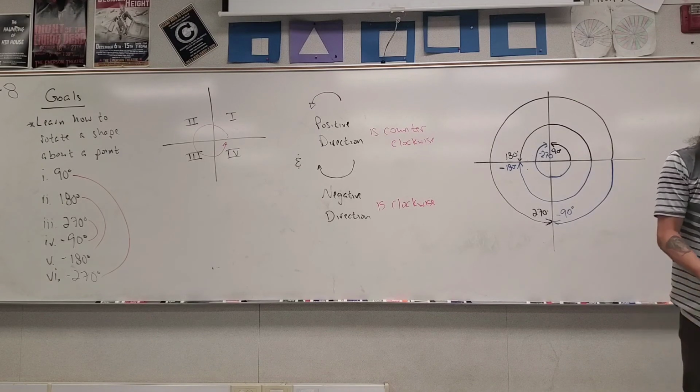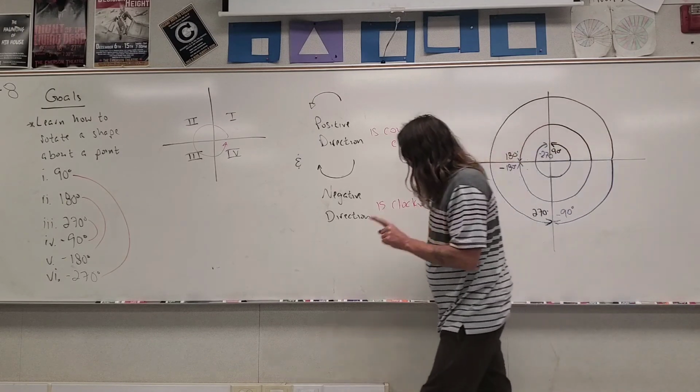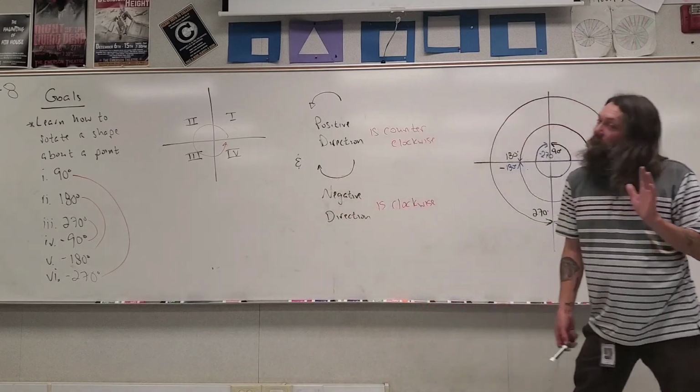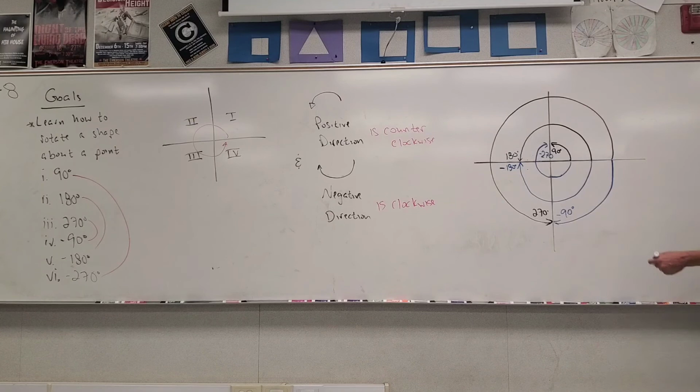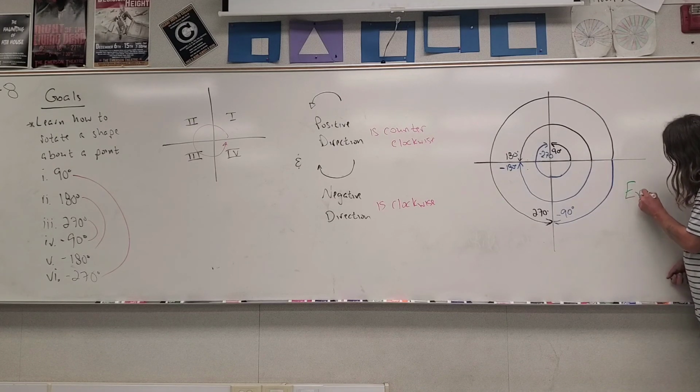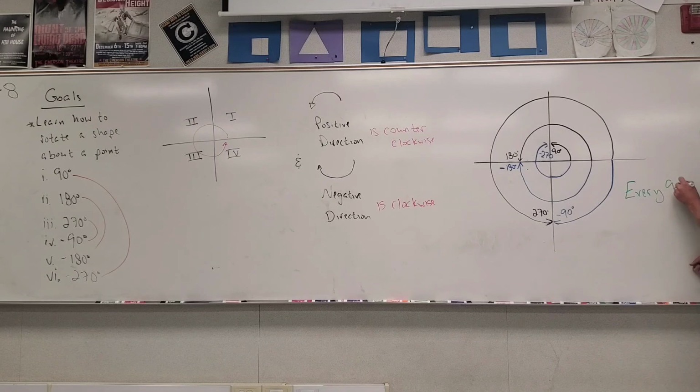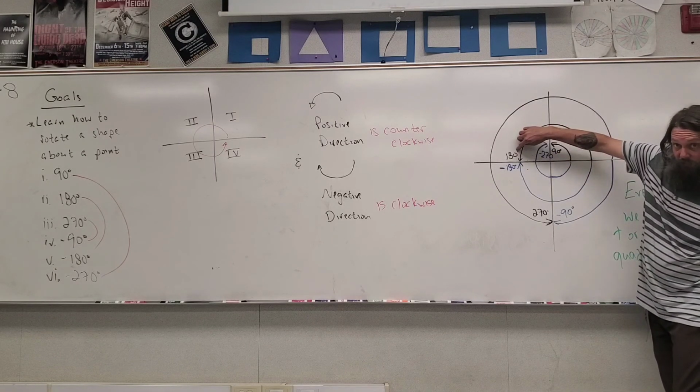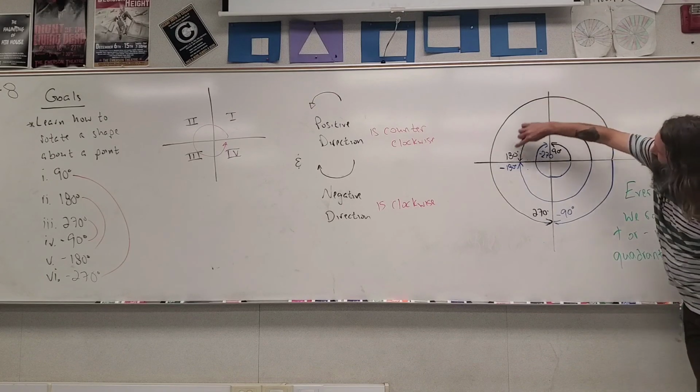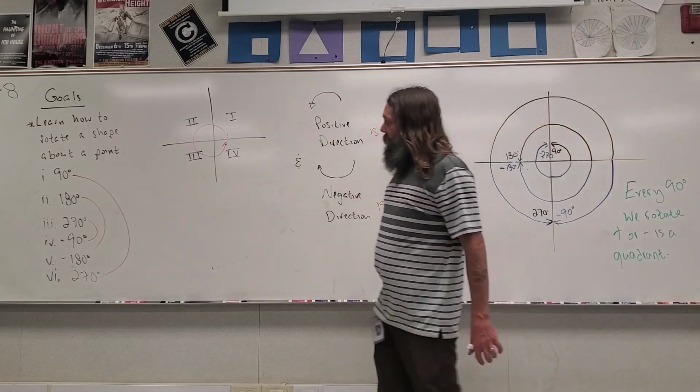Every 90 degrees you rotate is a quadrant. So let's make sure we write that down. Every 90 degrees we rotate, positive or negative, is a quadrant. Okay? So because 180 degrees is 2 times 90 degrees, we rotate 2 quadrants, we go to 2 axes, all right?